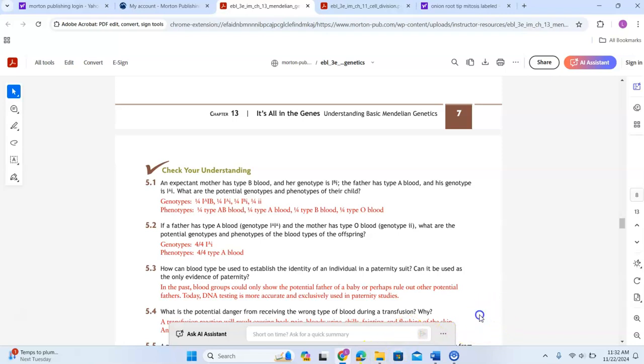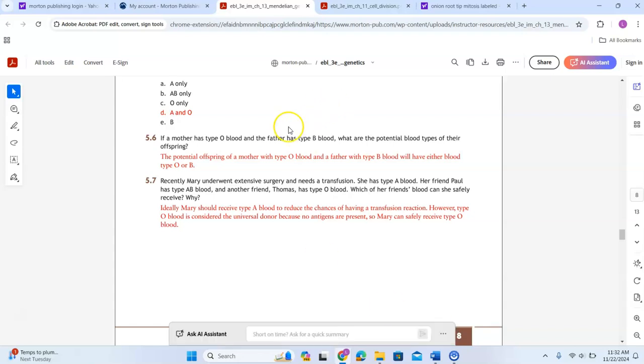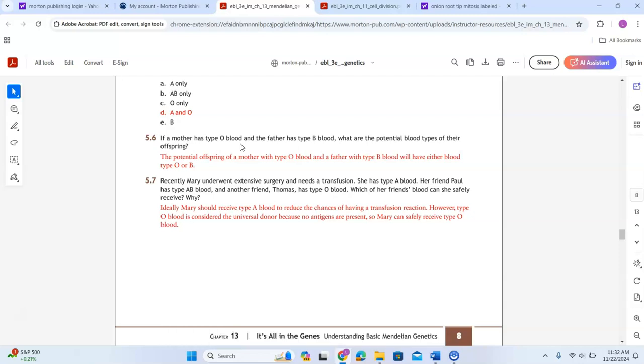And the other one I want to say was 5.6. A mother is type O, the father is type B. What are the potential blood types of their offspring? So what you have to do with the Punnett square for this is know that the mother's genotype is two little i's, but the father can be I^B I^B or I^B little i. So you actually have to work two Punnett square problems to answer this question.